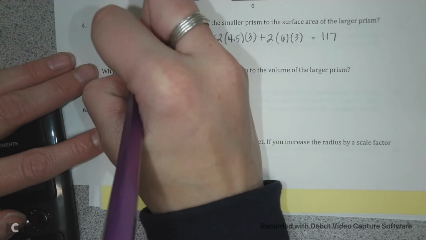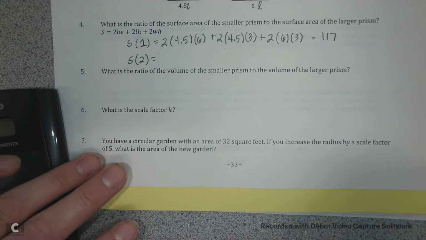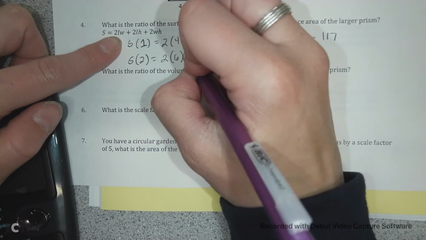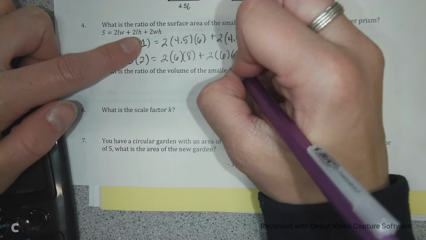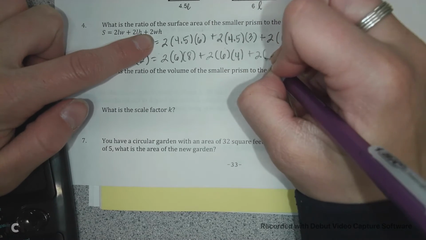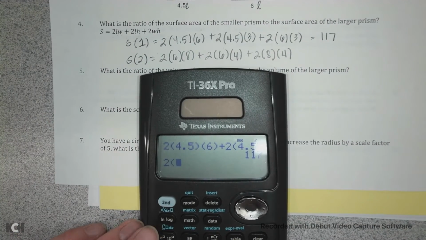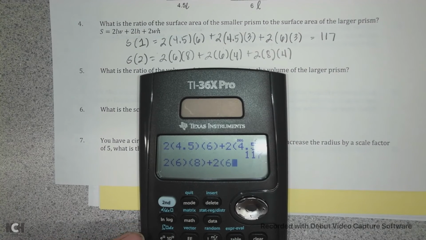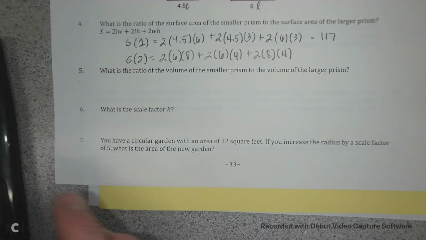And then we do it again. Let's do length, width, height, it doesn't matter. 2 times length times width, and 2 times length times height, and 2 times width times height. Okay, so we've got 2 times 6 times 8, and 2 times 6 times 4, and 2 times 8 times 4. 208.